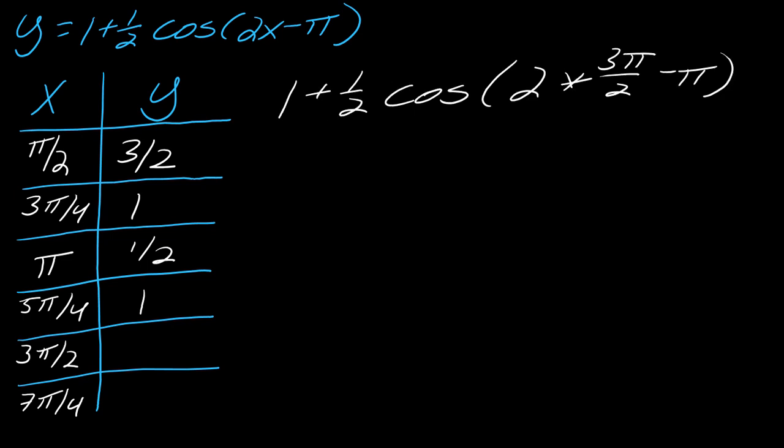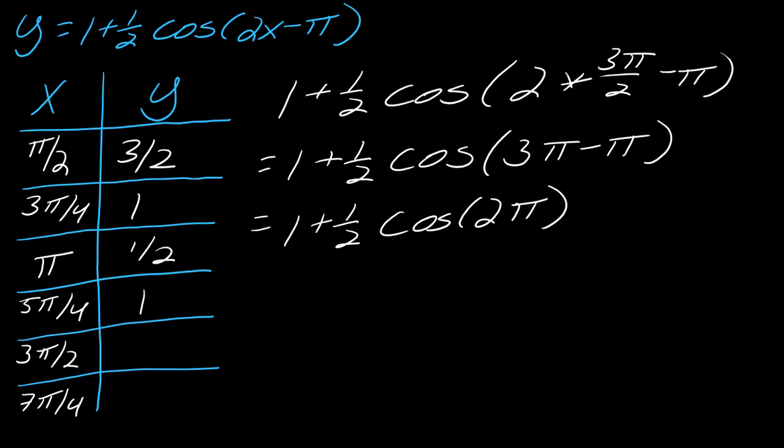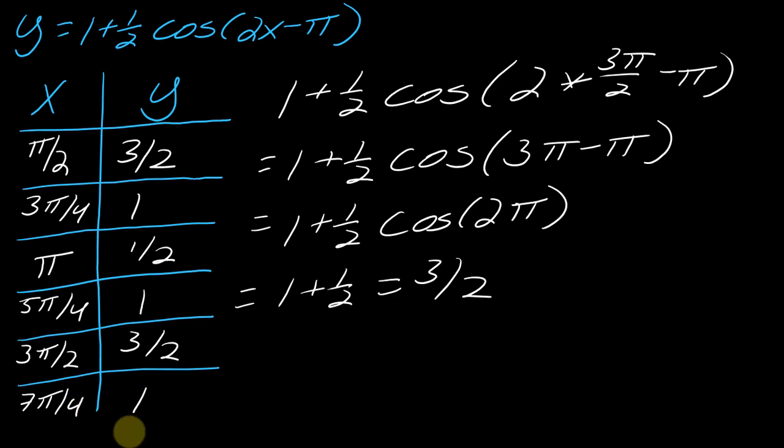And then I've got 3 pi over 2. If I plug 3 pi over 2 in, here's all my math. This comes out to 3/2. And then if I were to calculate 7 pi over 4, I'll get 1. So I can see that the pattern is continuing, so I can feel confident about my math here.